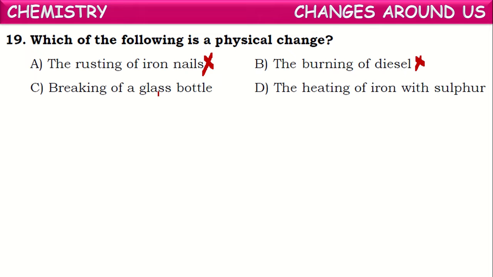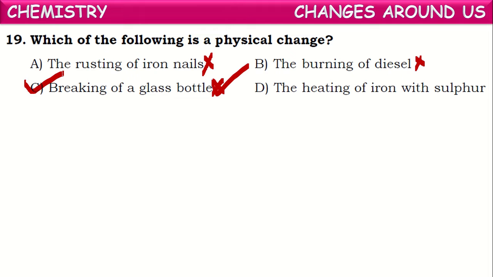But there is no change in the chemical composition. Whatever the chemical composition is in the form of glass bottle, after breaking into small pieces also, those glass pieces will be having the same chemical composition. There is only change in the shape. Initially it might be in the bottle shape, but after breaking it became small pieces. But chemically no change occurs. Hence, it comes under a physical change. It is a physical change.